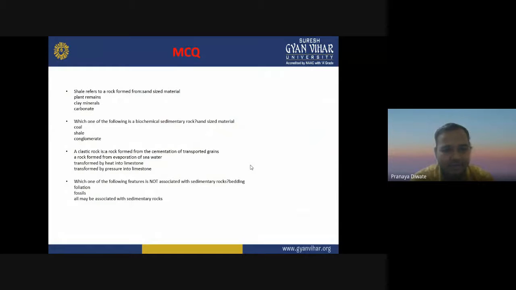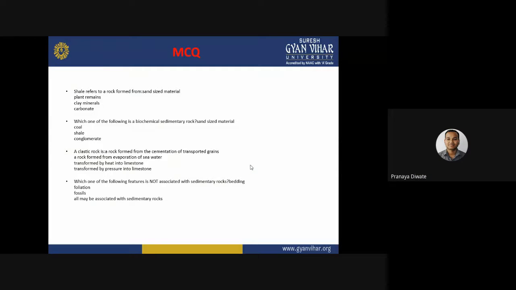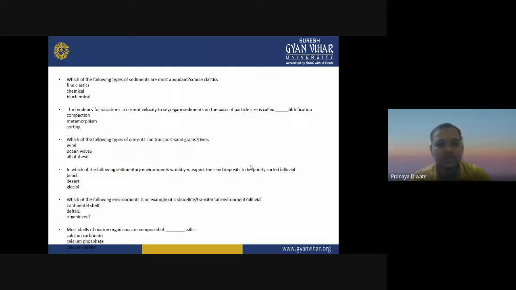What is the answer? You may know that shale is formed in a calm environment, and it forms mudstone. Shale is formed from very fine sediment. So, what is the finer sediment? Is sand finer or clay finer? You have to decide. Which of the following is a biochemical sedimentary rock: coal, shale, or conglomerate? And which one of the following is not associated with sedimentary rock: fossil and so on? You can also go and solve these.